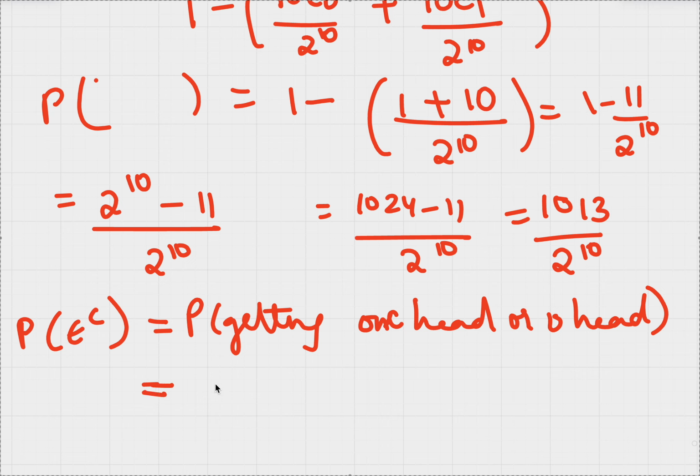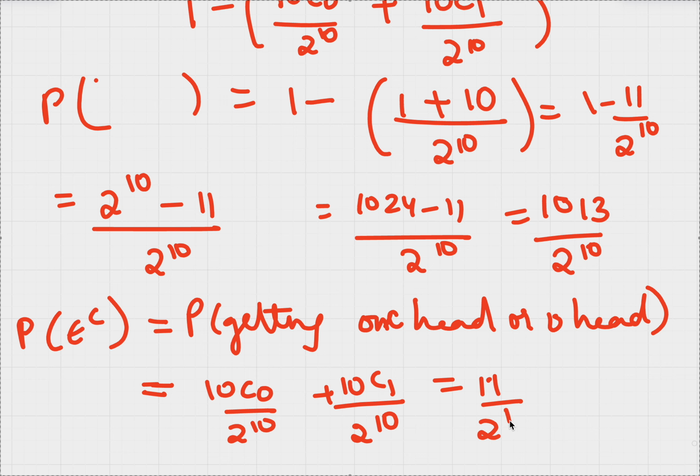So it is 10C0 by 2 power 10 plus 10C1 by 2 power 10, which is equal to 11 by 2 power 10, as we have calculated earlier.